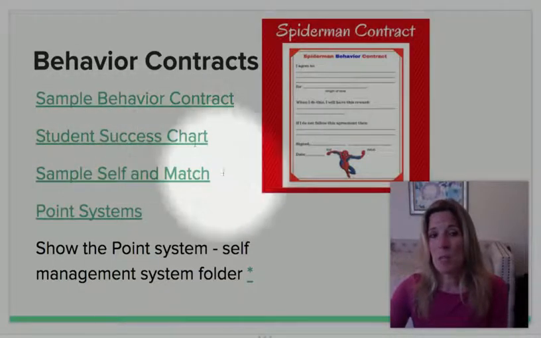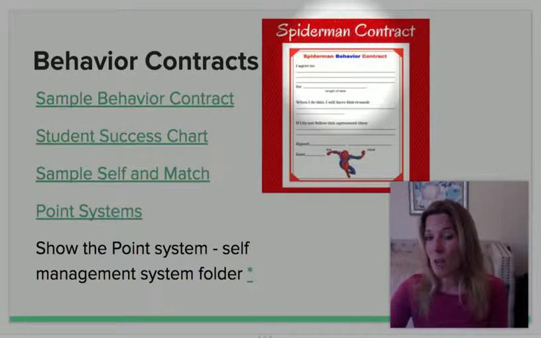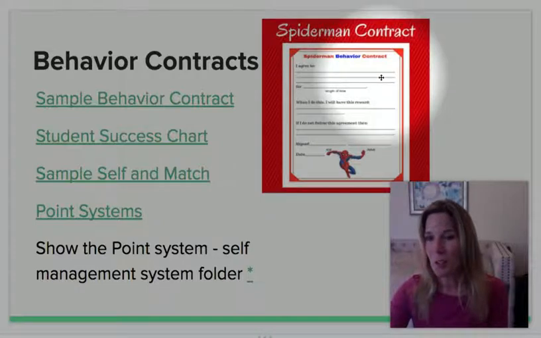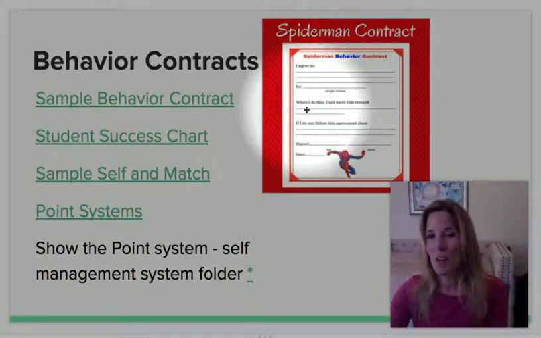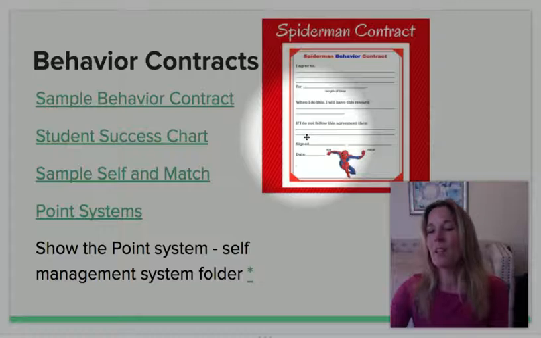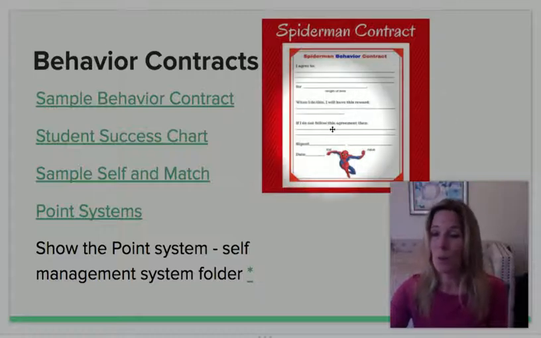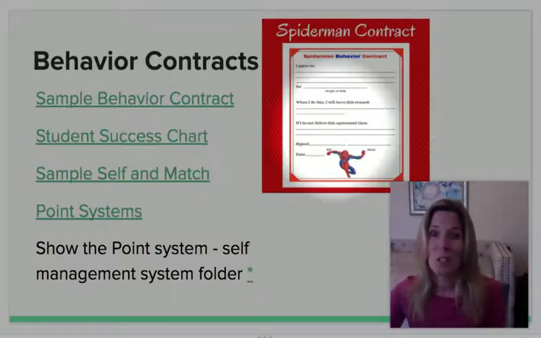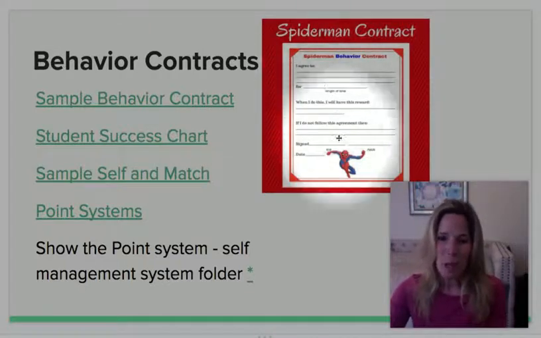Another thing would be to have an actual behavior contract written out. Here's a Spider-Man contract, which says, I agree to, and so on. This would be your rules, your expected behaviors for whatever amount of time. When I do this, I will have this reward. If I do not follow the agreement, then this is going to happen. I might lose something, access to something. I might not be able to get my TV at home, or my computer access, or my PS3 or PS4, whatever it might be.